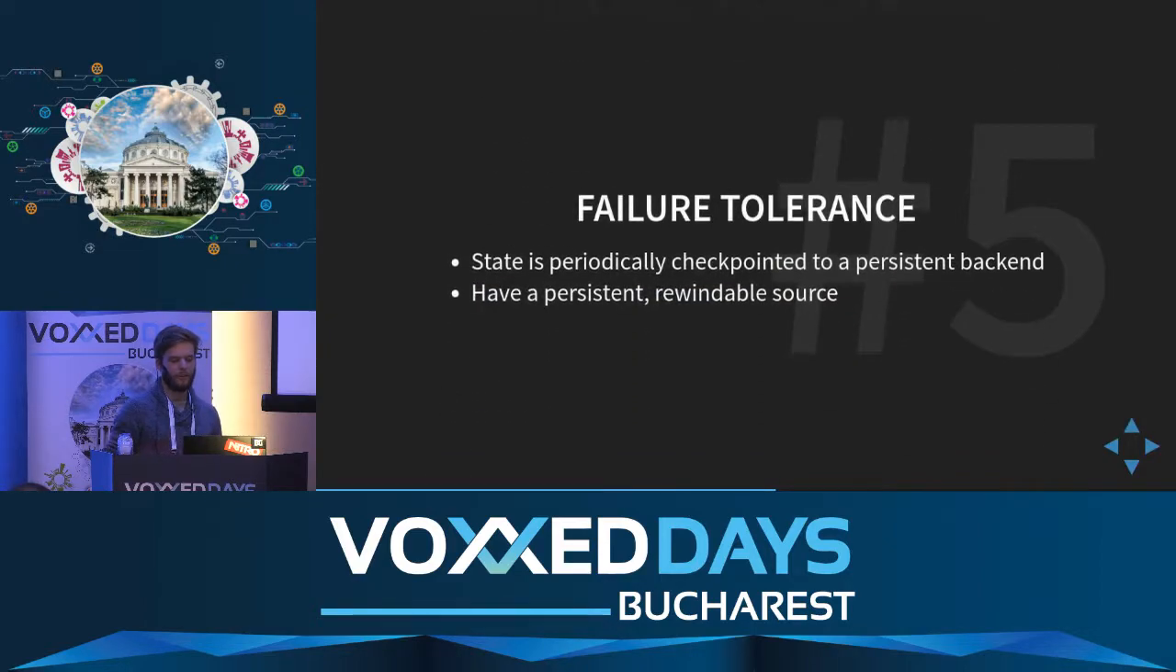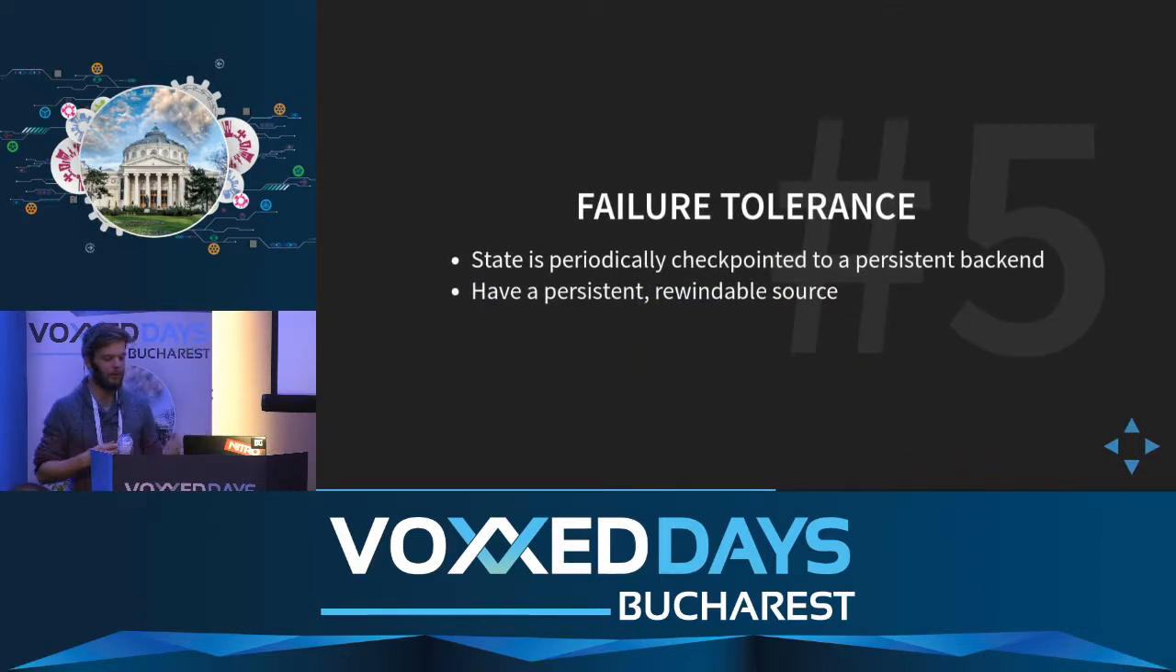And what we need for failure tolerance, we already have, basically, because I already showed this to you. The one thing is that the state needs to be checkpointed to a backend. So these hash maps are not hash maps anymore. They're a key value state, and they're written to Redis. So in case of a failure, we can reread the state.